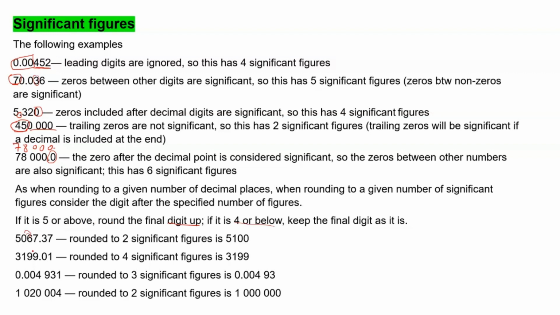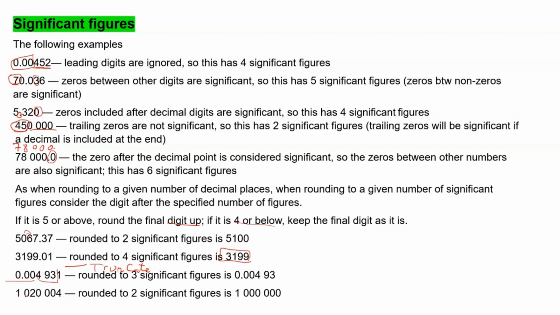So this is 3199.01. To make it 4 significant figures, we make it that. So we truncate, we cut it off. These zeros are not significant, so this is only 3 significant figures. To make it 3 significant figures, it's going to be only those 3 numbers, even though it's a 4 significant figure number, but to make it 3 significant figures, it's only those. So we truncate, or cut it off.